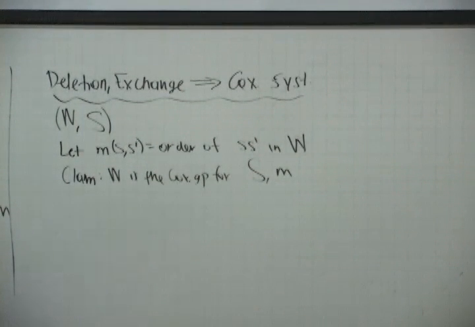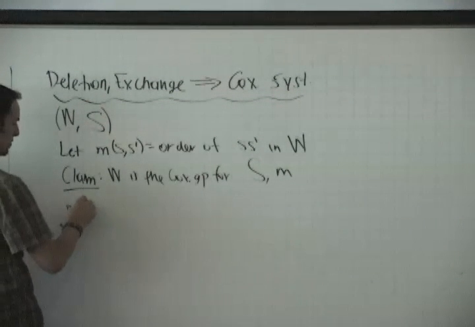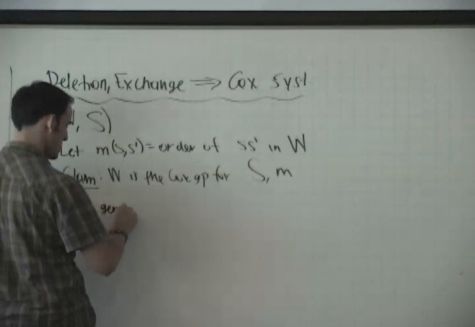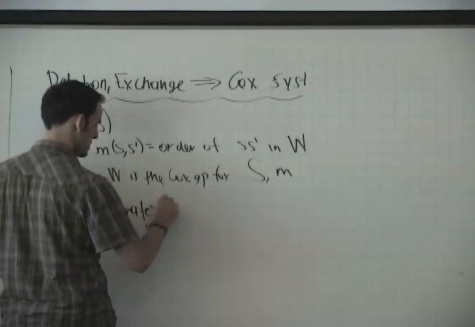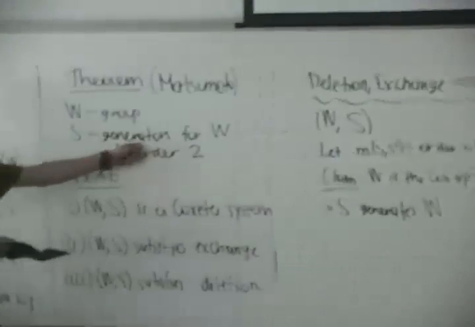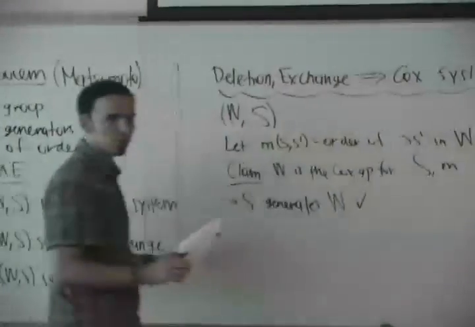And to prove that, we need to do 3 things. As I just told you, the first thing is to actually check that S really generates W. Why does S generate W? Just by definition, right? Because I said S is a set of generators for W. So that's one of the conditions that I have.